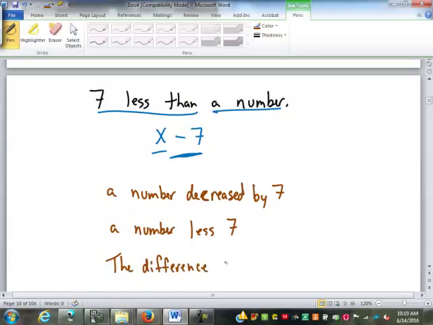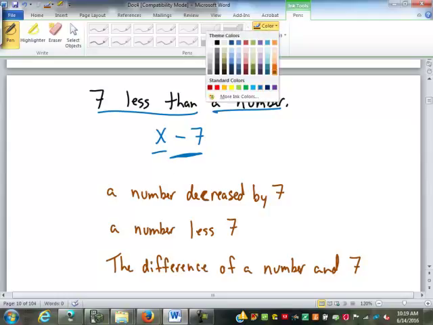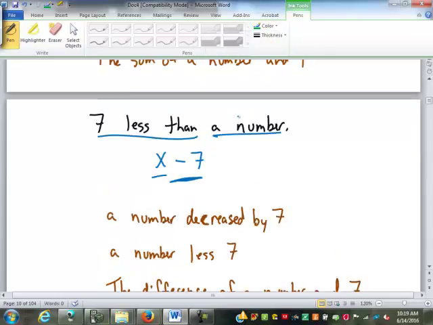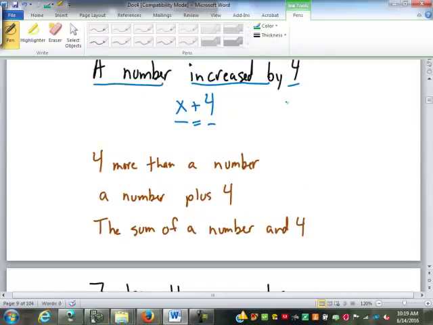The difference, very good, of a number and 7. Just like sum is the result of an addition problem, difference is the result of a subtraction problem. And again, there are several phrases that would all indicate x minus 7. Now with the x plus 4 up here, we said it didn't matter if it was x plus 4 or 4 plus x. Because when you add two numbers, the order doesn't matter.